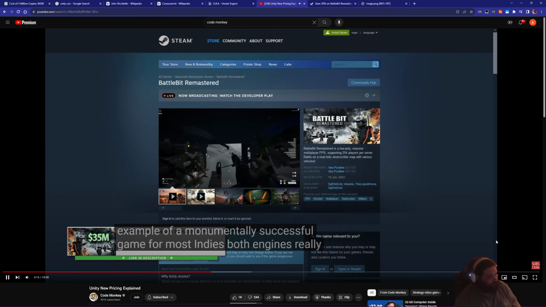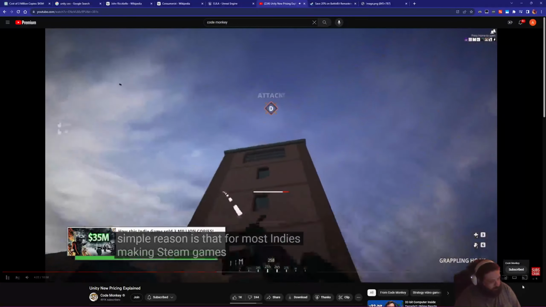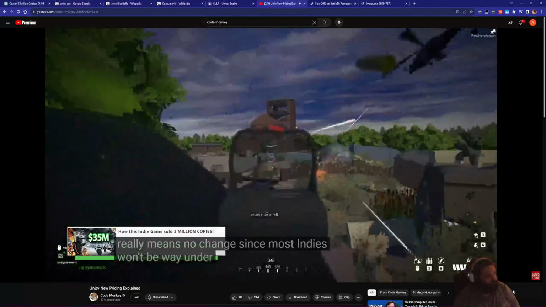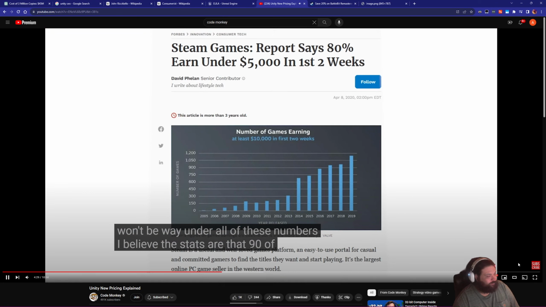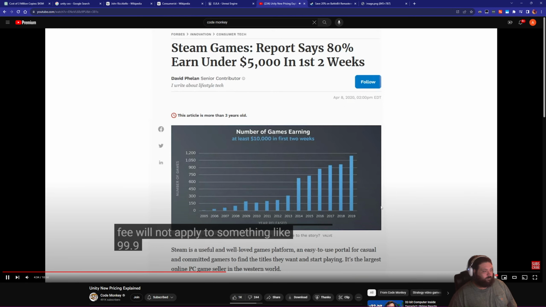For most indies, both engines really have excellent pricing. For most indies, both engines are completely free. And the simple reason is that for most indies making Steam games, this pricing change really means no change, since most indies will be way under all of these numbers. I believe the stats are that 90% of games on Steam never make more than 5k in the first 2 weeks. There is a big asterisk on that. Steam Games Report says 80% of games earn under 5,000 in the first 2 weeks. He doesn't mention that. He just glosses over this. So this fee will not apply to something like 99.9% of Steam games.